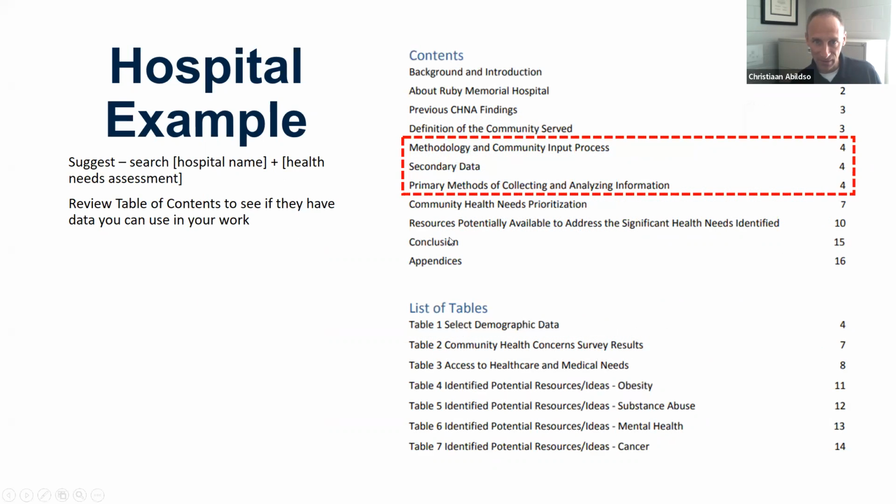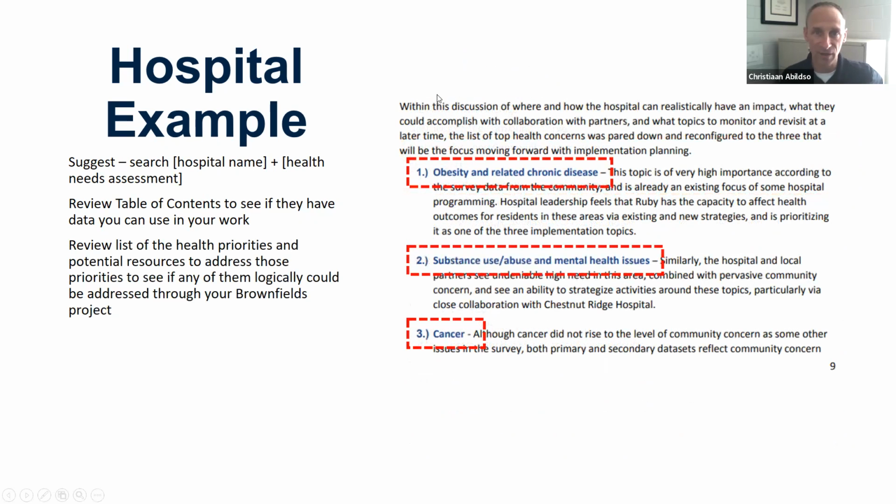I think you can see that. Yes, the conclusion and an executive summary typically to get the priority health needs. So you can see in this one for the local hospital, you want to look for the specific priority topics. So in this case, there were 3 that are highlighted, and see what logical links there are to brownfields. And you can see, I could very easily make a logical link that through addressing a brownfield, we could address obesity and chronic disease, right?